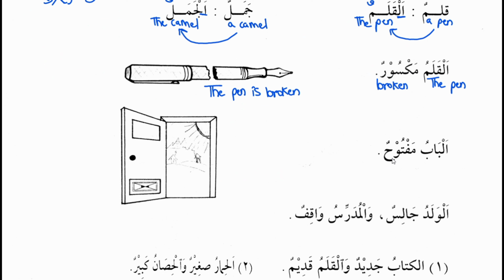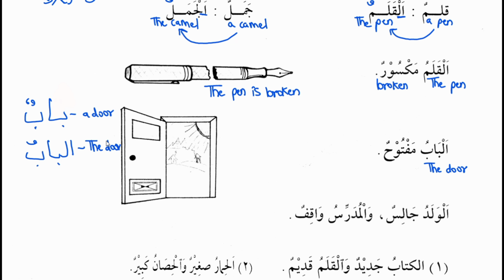Al-babu maftuhun. Al-babu means the door. We have already learned babun in lesson 1. Babun means a door. If we add alif lam, al-babu, and we remove one of the dhamma from the tanween and just keep one dhamma on top, this will become the door.